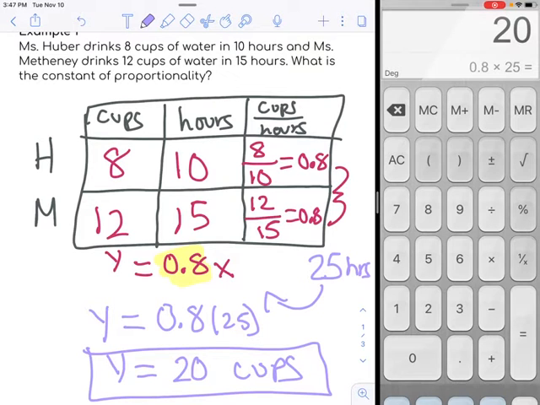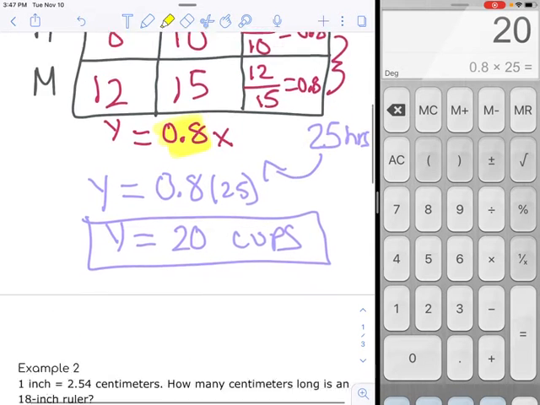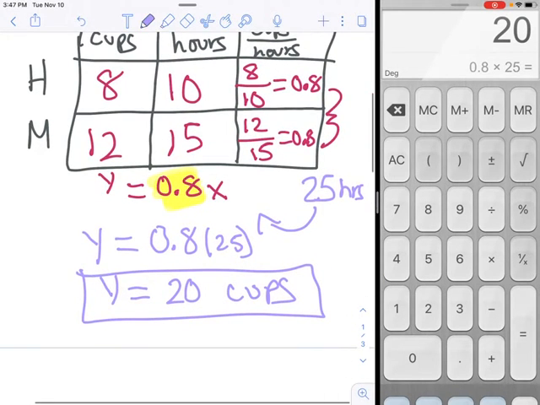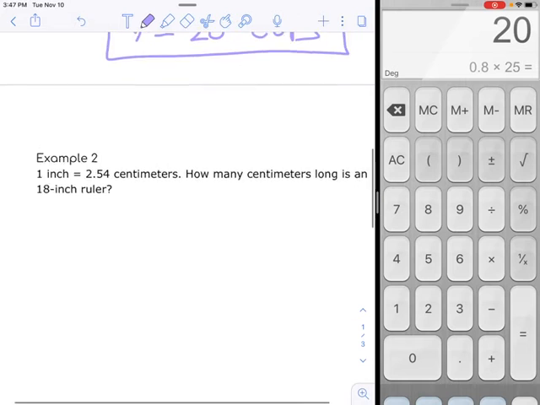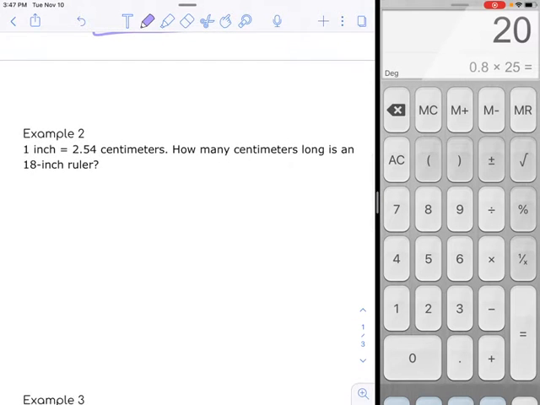So that is what constant of proportionality is. And whenever you see the equation y equals any number times x, whatever that number is, that is going to be your constant of proportionality. It also means if you see an equation that looks like this, you have a proportional relationship because you have a constant of proportionality there. All right, let's try another one.